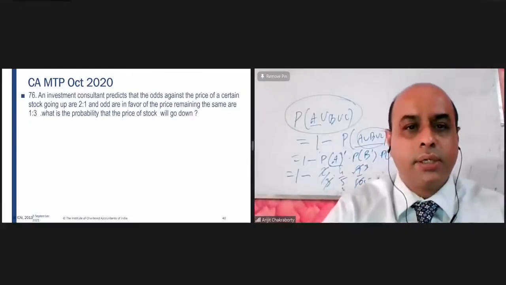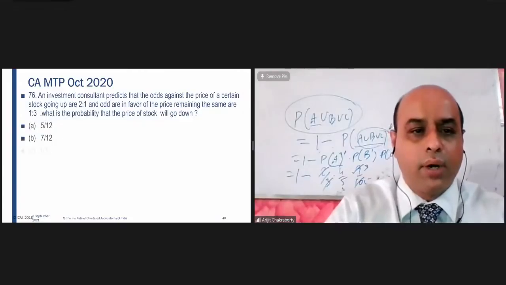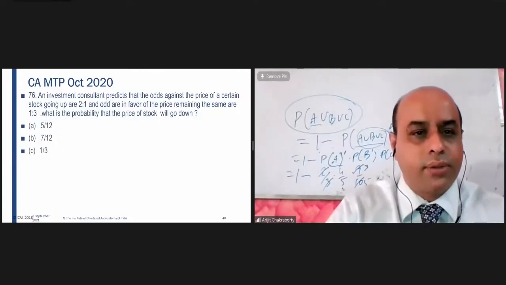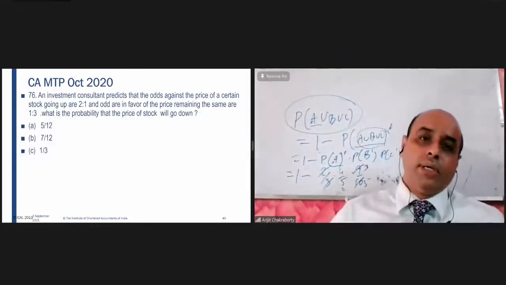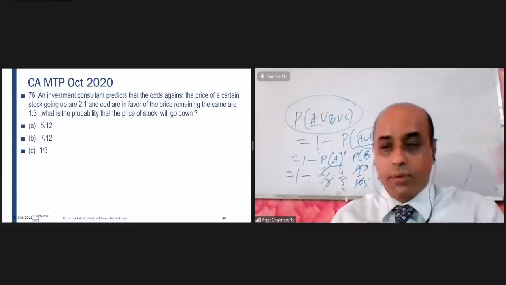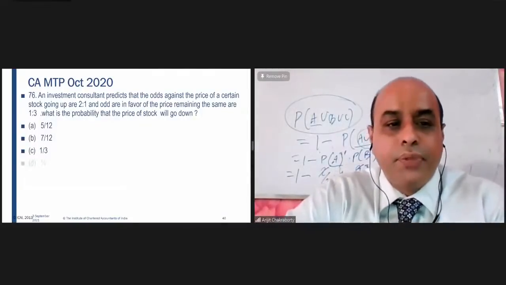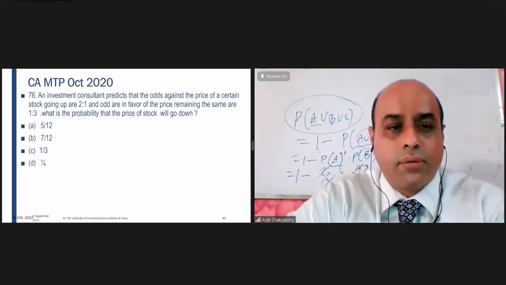An investment consultant predicts that the odds against the price of a certain stock going up are 2/1, and odds in favor of the price remaining the same are 1/3. So you can see this is a direct application of probability in the field of investment and stock market. Okay, and that's why I was telling you that probability theory is very much used in the stock markets, and therefore we'll try to solve it.